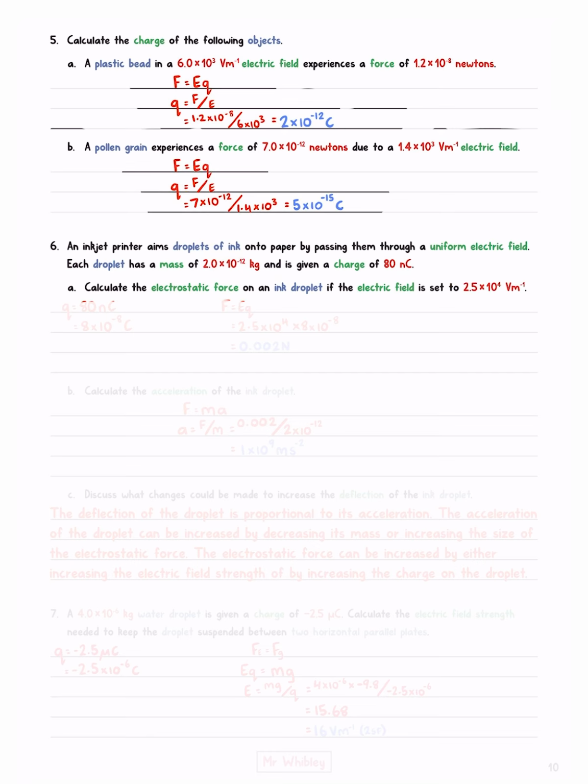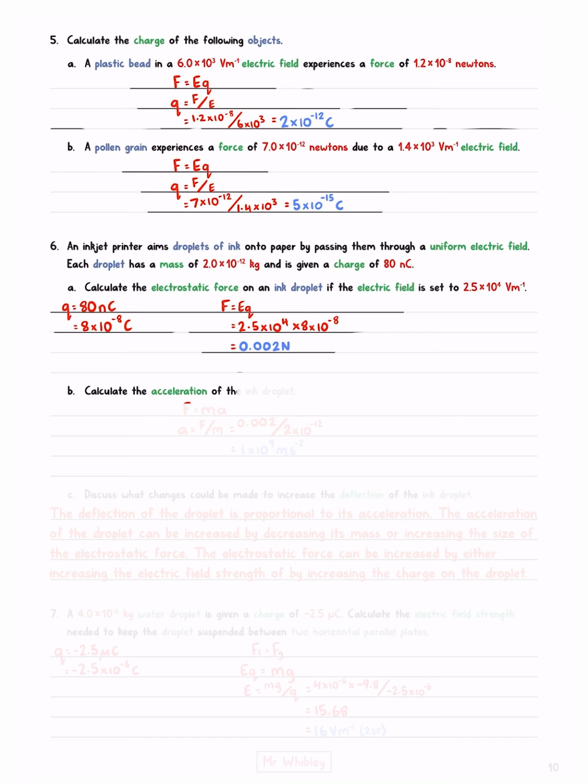First of all, we know our charge is 80 nanocoulombs, which, because nano is times 10 to the minus 9, equals 8 times 10 to the minus 8 coulombs. We have our force equation. Putting in our electric field and our charge gives us 0.002 newtons.